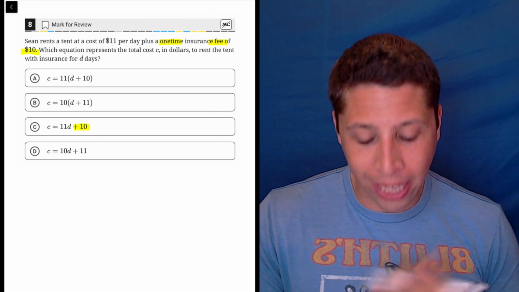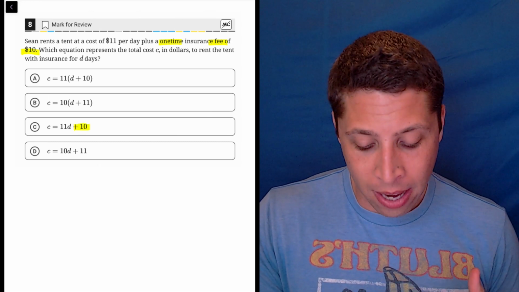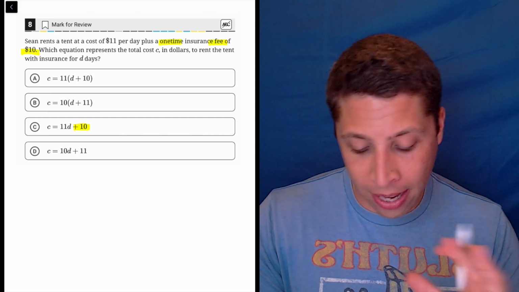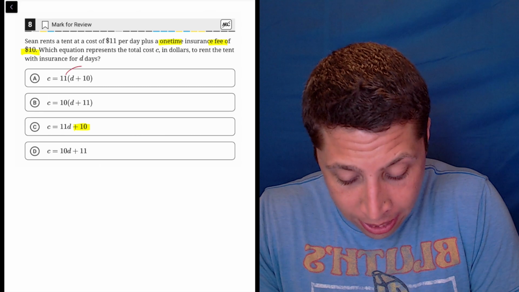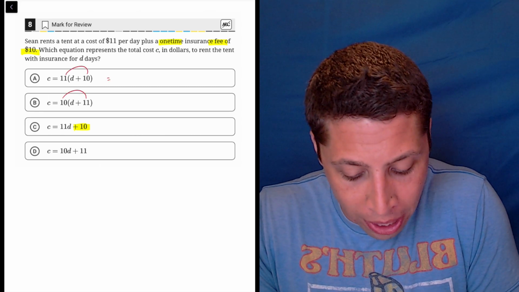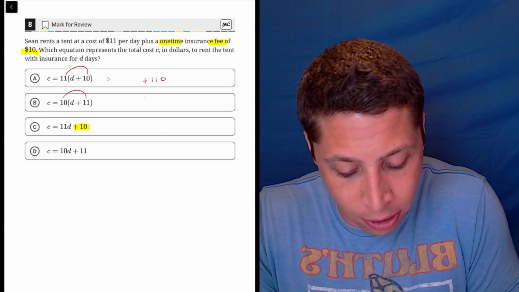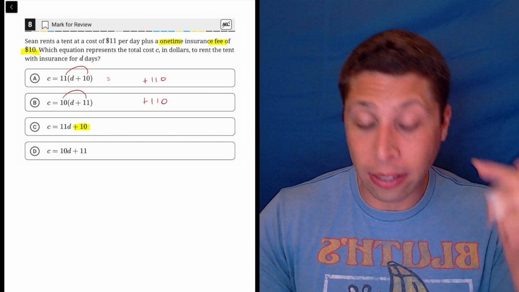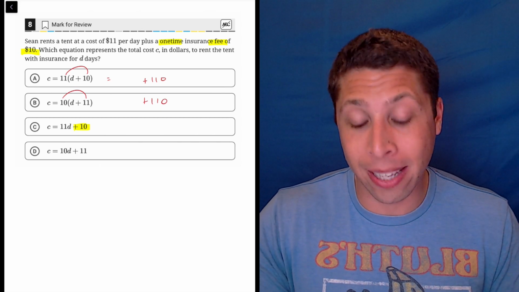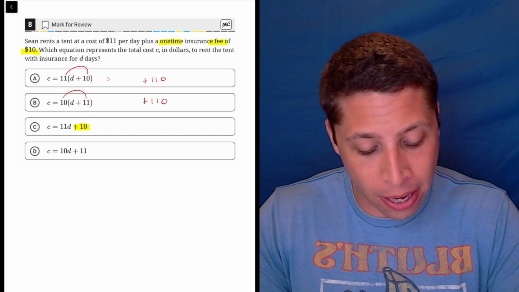At that point, I kind of know it's going to be choice C, because the weird parentheses in A and B are actually going to make the additional piece at the end much bigger than 10. In both cases, it would be something plus 110, and that is nowhere reflected in our story. So it's a bit of a trap, because you still might see the 10 there, but it's not going to work like that.